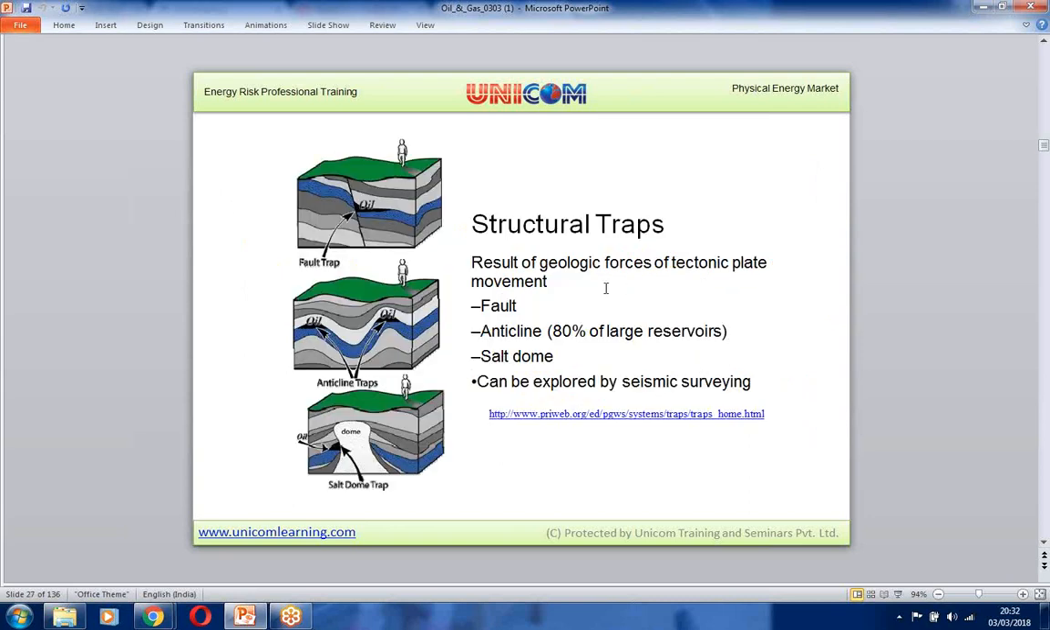These are some of the structural traps we see in nature. If there's a fault here, it is an ideal location for entrapment to happen.